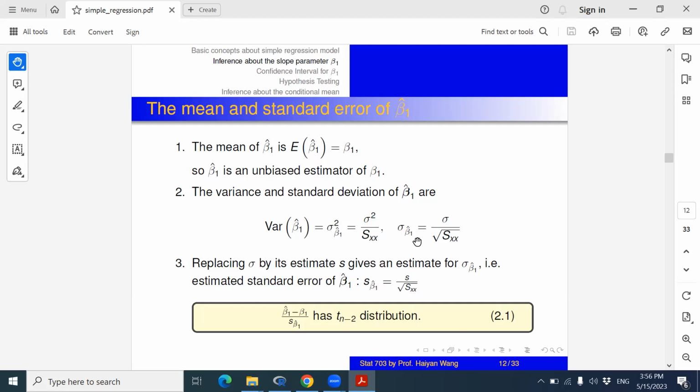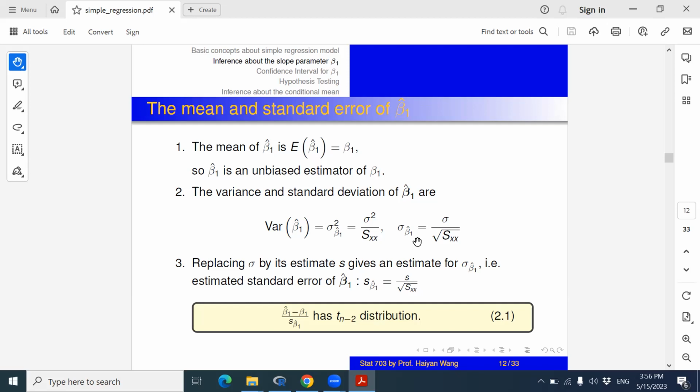The variance and the standard deviation say that the denominator is Sxx. If that value is large, then the variance of beta 1 hat will be small. On the other hand, if Sxx is not big, then this variance is going to be big. And what is Sxx in the denominator? It's talking about the variation in the x variables. And we know x variables are given, they were not random.